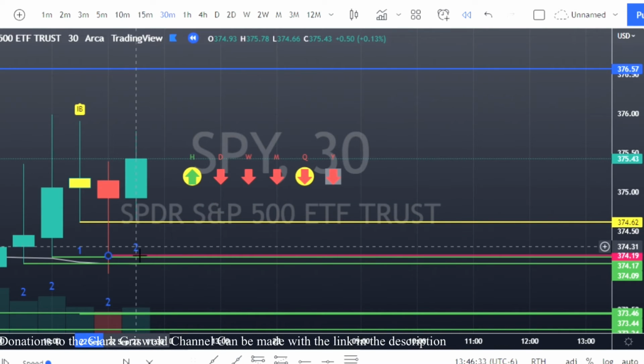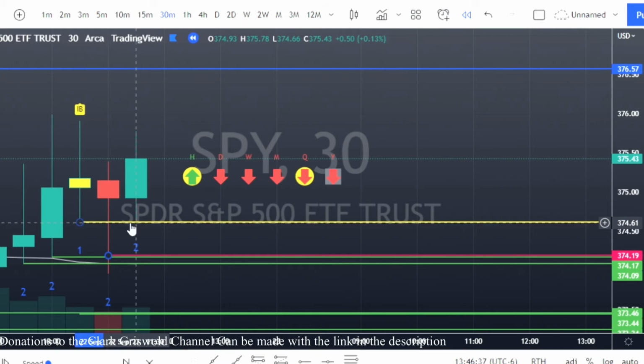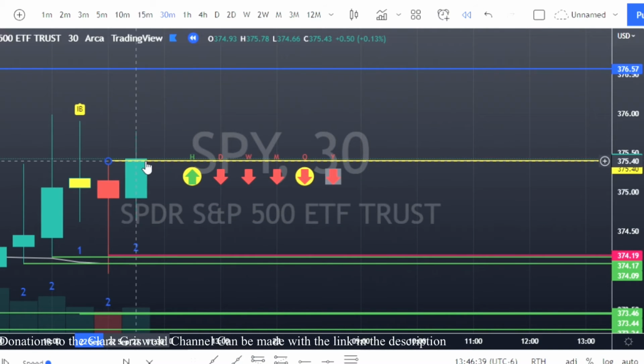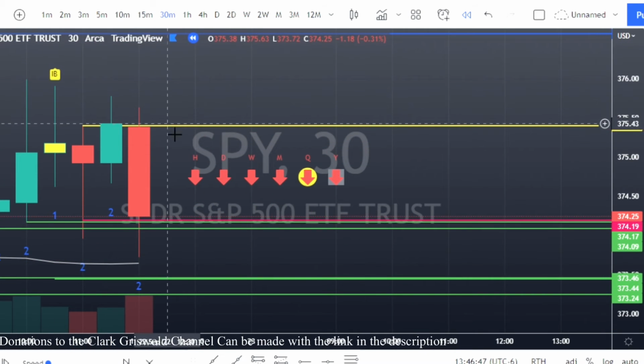Nope, because our daily is red. So what's the next candle? Boom, there you go. Then you can jump right back in again. Now we're 2 for 2. And these trades start looking really, really good for us. The day starts looking good for us.